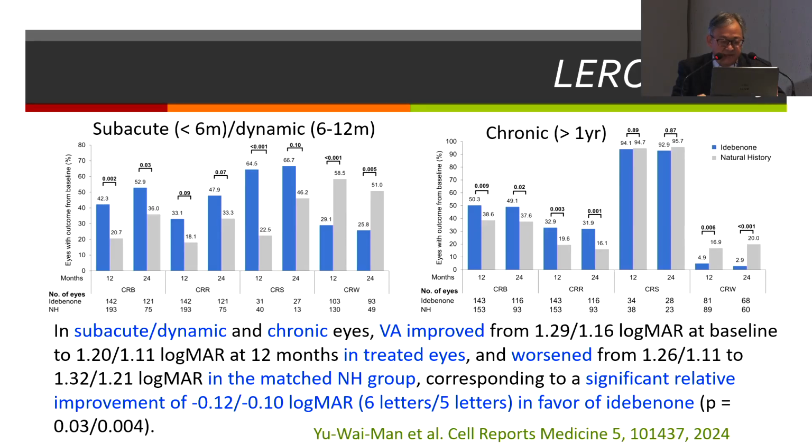In this picture, you can see the subacute on your left-hand side, and the chronic case, which is over 1 year but within 5 years. The visual acuity improved in the treated eyes and worsened in the matched natural history group eyes, which corresponds to a significant relative improvement of 6 and 5 letters in favor of idebenone use, respectively, for the subacute dynamic and chronic group.